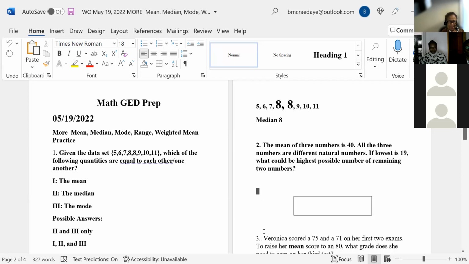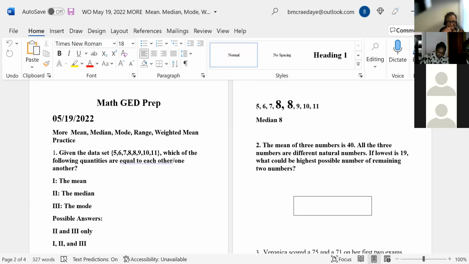Can I reread that? Yes, read it again. I'm using my phone, so it's fine. I don't know what's wrong with my iPad. The mean of the three numbers is 40. All the three numbers are different natural numbers. If the lowest is 19, what could be the highest possible of the remaining two numbers?